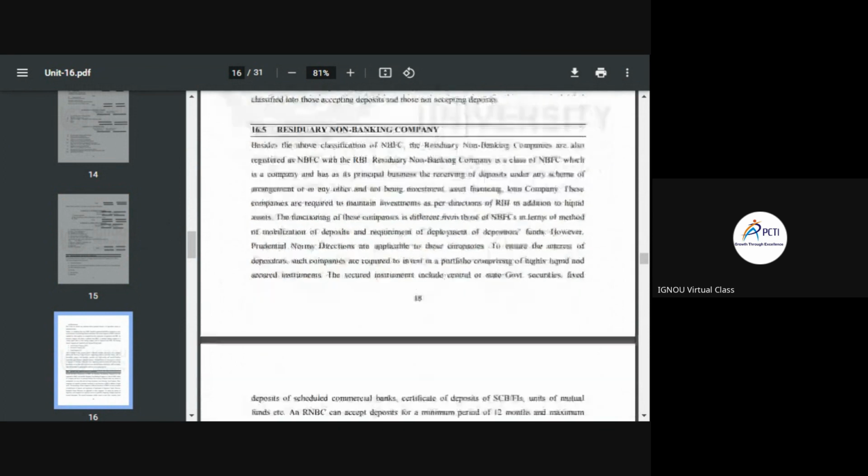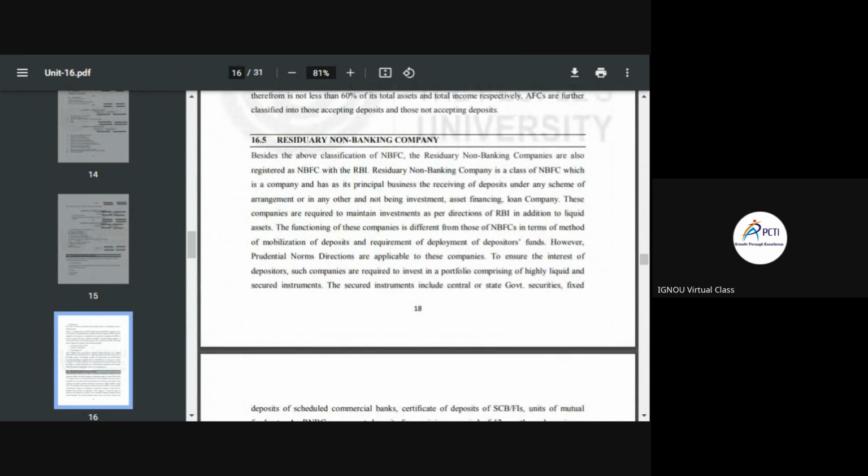Then we have the topic of residuary non-banking company. That particular company is also registered as NBFC with the RBI, and a residuary non-banking company is a class of NBFC which is a company and has as its principal business the receiving of deposits under any scheme or arrangement in any other manner, and not being an investment, asset financing or loan company.